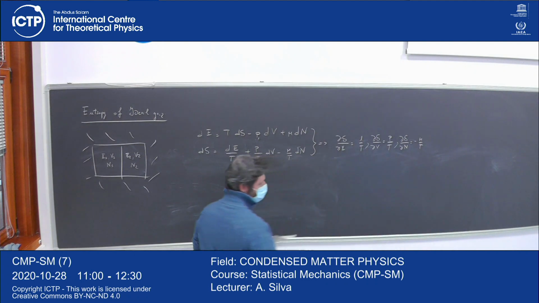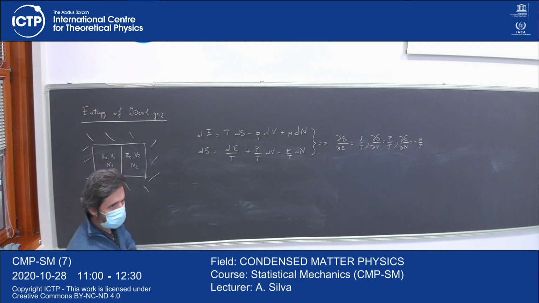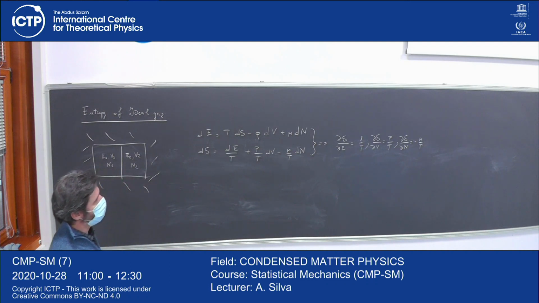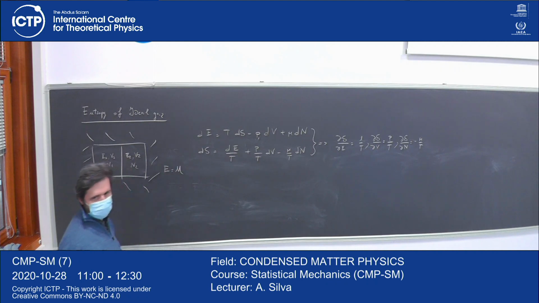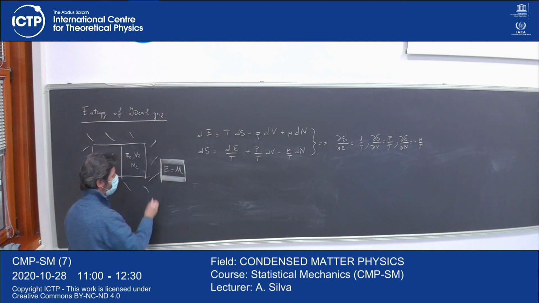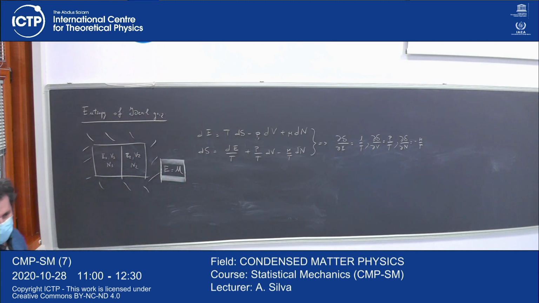Right? We just stick to using E or U. Well, this time is E. Okay. So E is equal to U today, right? E is equal to U. So let's write it here. So it's the internal energy.